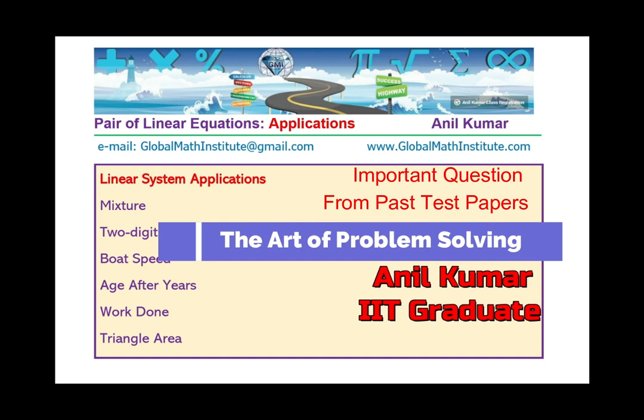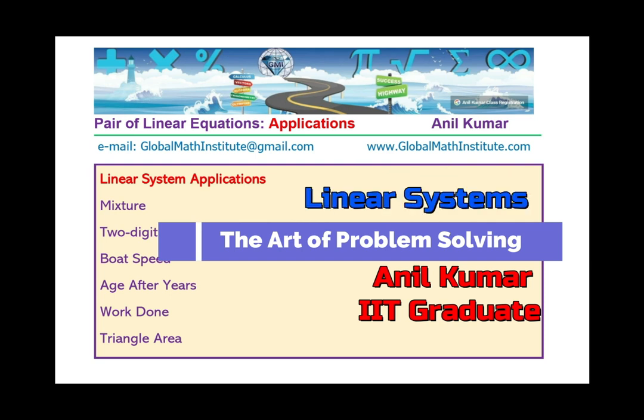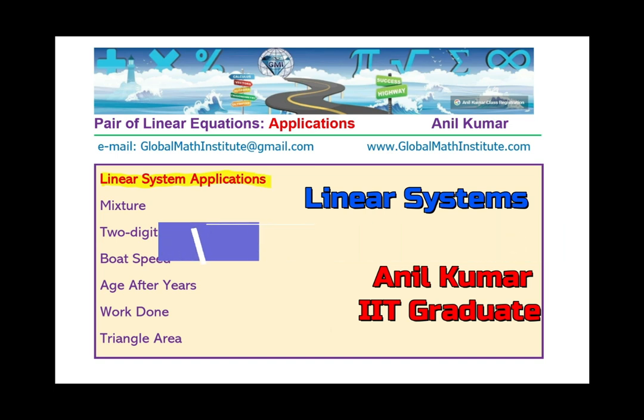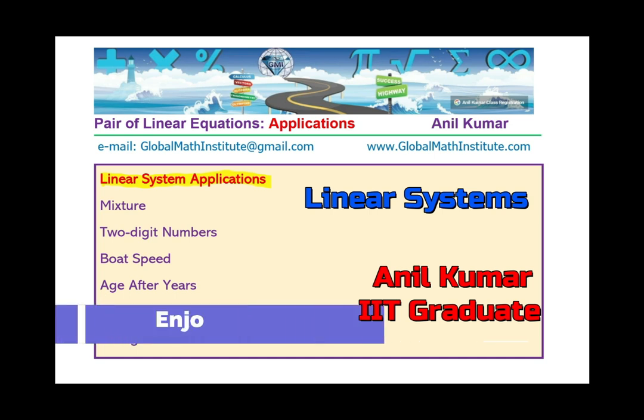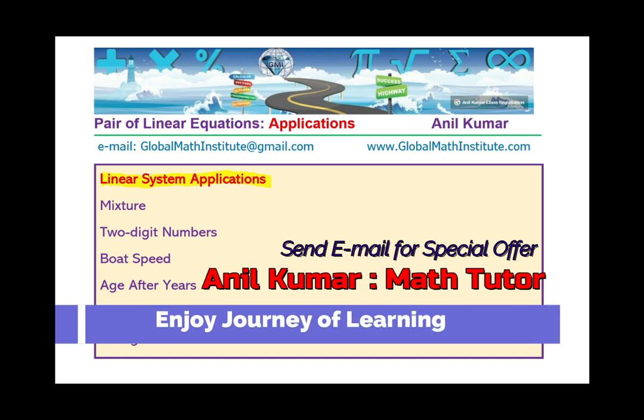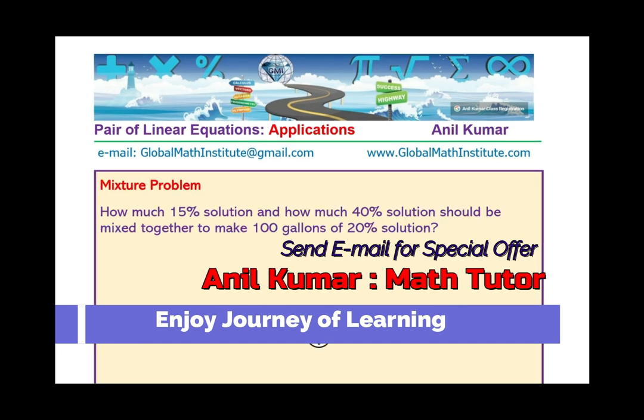In this particular video, we are going to discuss 6 word problems related to linear systems. The questions are based on mixtures, numbers, boat speed, age problems, work done, and area of triangle. Very common topics. Normally, a question on one of these topics is always there in the test paper on linear systems. Now let's begin with the very first question, which is related to mixtures.